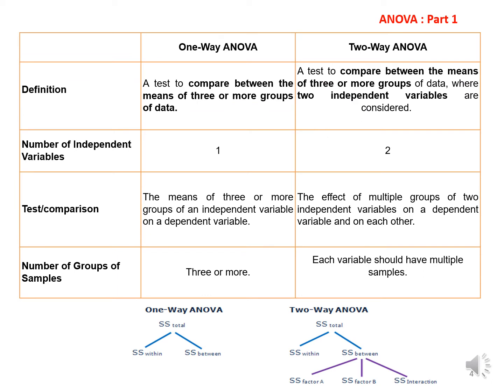Now, this slide summarizes the difference between one-way ANOVA and two-way ANOVA. One-way ANOVA is a test to compare the means of three or more groups of data, whereas two-way ANOVA is a comparison between the means of three or more groups where two independent variables are considered. You should remember, for one-way ANOVA there is only one independent variable used, while for two-way ANOVA there are two independent variables involved.